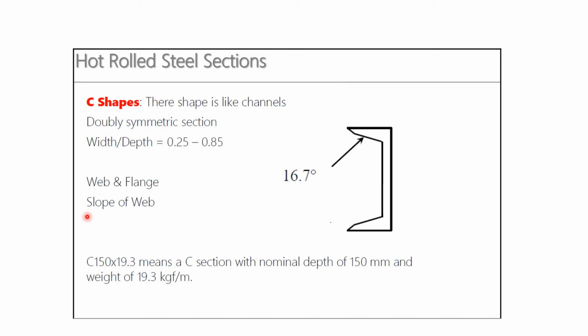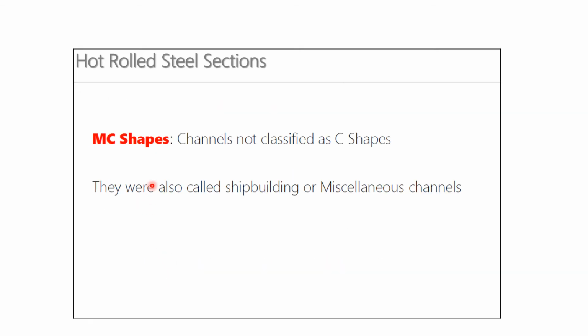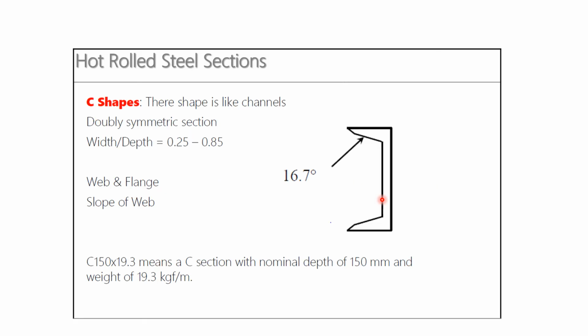C means type of section, that is C section. The total depth top to bottom, that is 150 millimeter, and the per meter weight of that section, that is 19.3 kg per meter. MC, channels not classified as C shapes, they were also called shipbuilding or miscellaneous channels, used for special purposes, but when we design we use C sections.